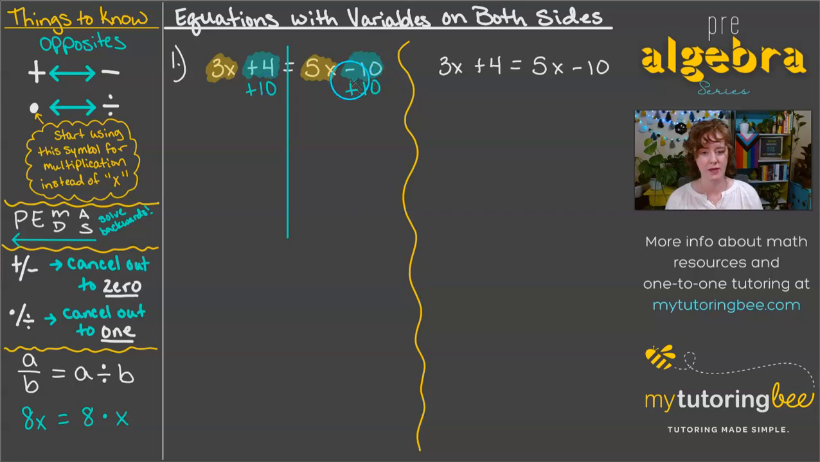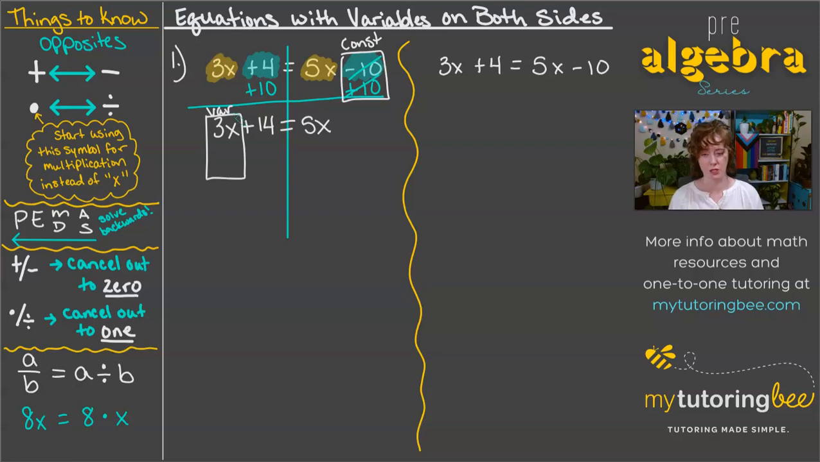That's going to cancel out this minus 10 over here on the right, and that's going to give me 3x plus 14 equals 5x. Okay. Easy enough. We made a decision on what to do with that first step. And now because we've made that first decision to add 10 to both sides and we canceled out this constant term over on the right-hand side of the equation, that means that we have to cancel out the variable term over on the left side of the equation, okay?